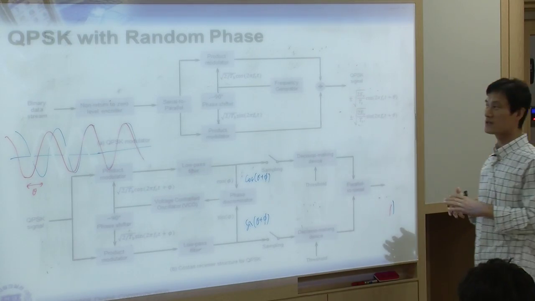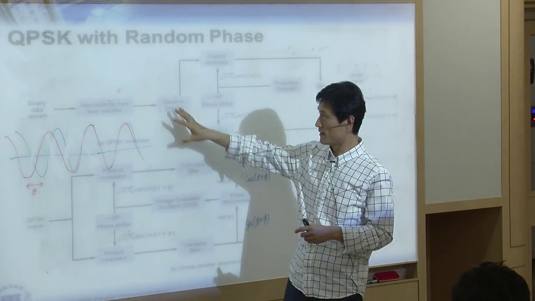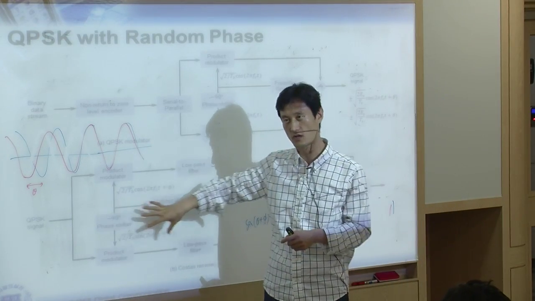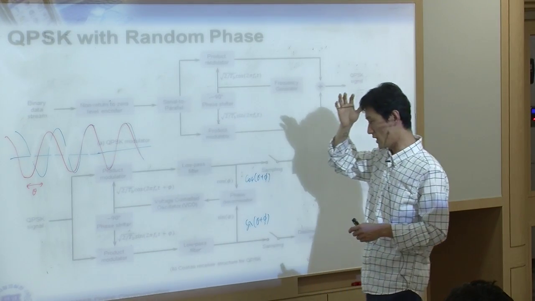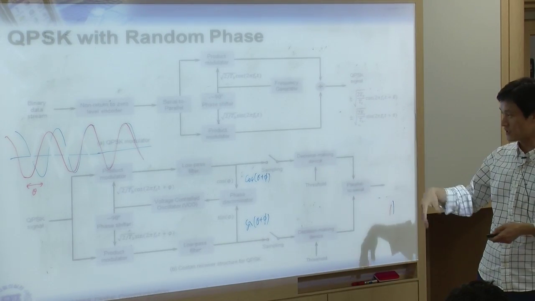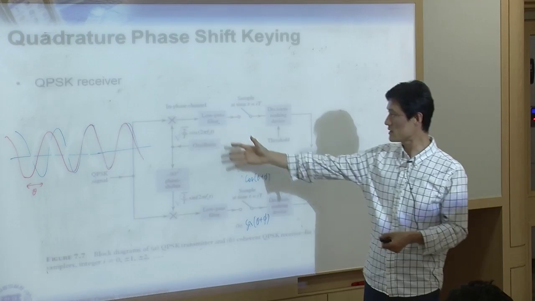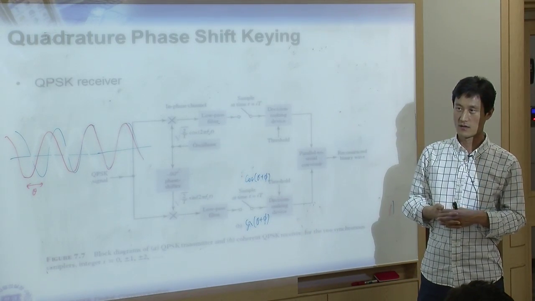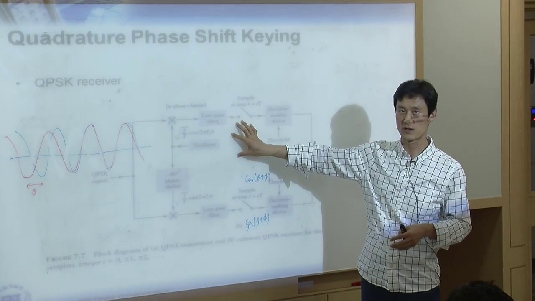In QPSK, the same structure is used. We have a QPSK transmitter here. We have a QPSK receiver. So this receiver actually looks almost the same as our previous QPSK receiver. So let's compare here. This is the picture for the QPSK receiver we learned, right? We already learned the QPSK receiver.